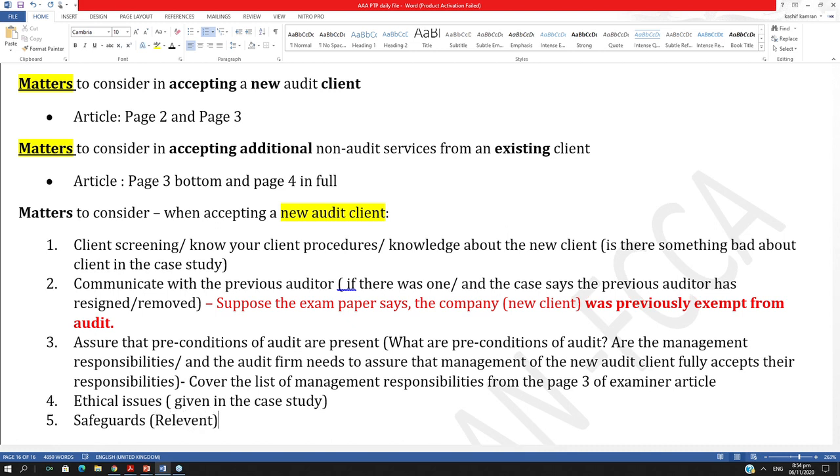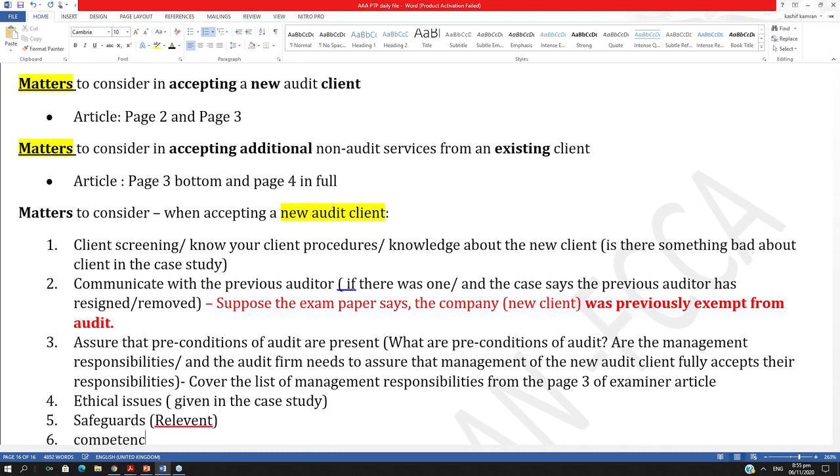So when you are accepting a new client, also assure there are no ethical matters. And also assure that if there is an ethical matter, you have proper safeguards in place. So you have to read the case study given by the examiner very carefully to identify if there is any ethical issue. And I gave you guidance on how to write an ethical issue in my day 3 yesterday.